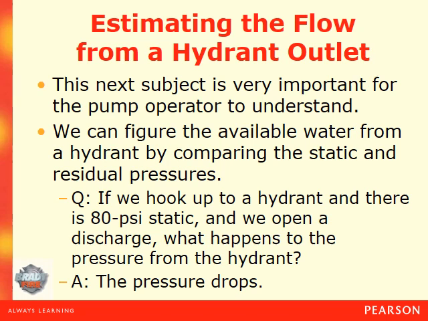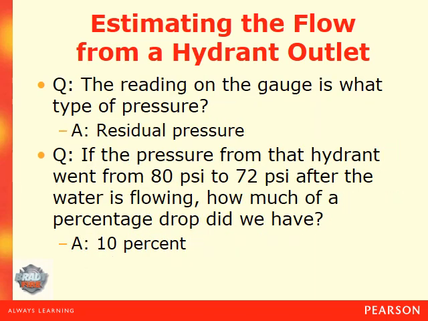If we hook up to a hydrant and there is 80 psi static and we open the discharge, what happens to the pressure from the hydrant? Obviously, the pressure drops. The reading on the gauge is what type of pressure? And that is, of course, the residual pressure, because now we are flowing water. That is what's left in the ground.